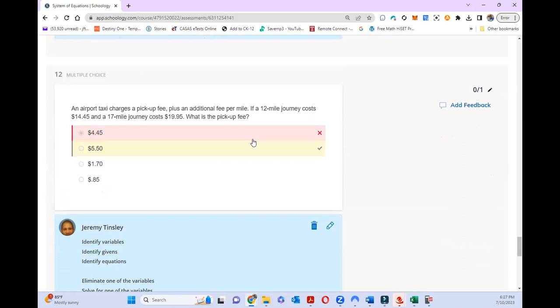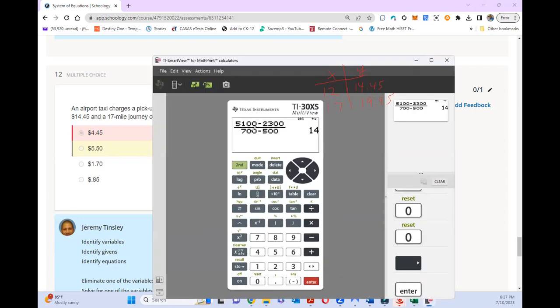Number 12. Okay, let's look at this. Seems like something is missing. So again, this is similar to the problem that we just had. If a 12-mile journey costs $14.45, that's my x and my y. So I have to travel 12 miles and it's going to cost me $14.45. If I travel 17 miles, my charge is going to be $19.95.